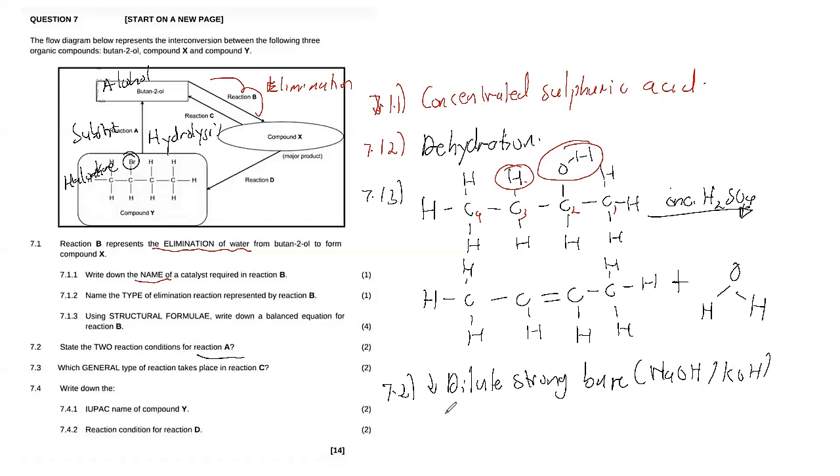Or if you are not using the dilute strong base, you need excess water. You need excess water. And then also you need mild heat. You need mild heat. So either two of these, remember it's dilute strong base and mild heat, or excess water and mild heat. So it can be this combination or it can be this combination.